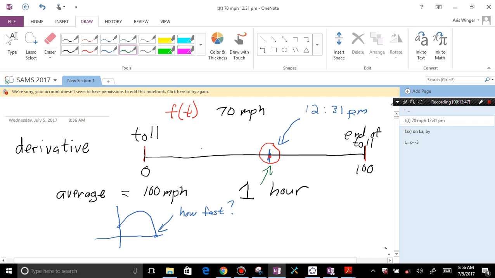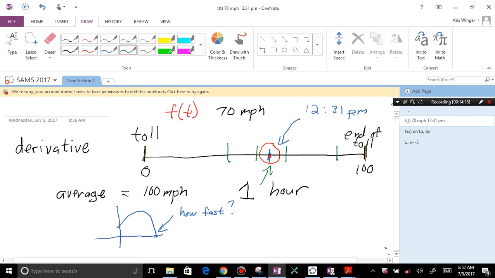I would be able to approximate it because I know the average speed. So I found the average speed from here to here, but I can find the average speed from here to here, right? And if I find the average speed from here to here, it might be close to what the speed is at this moment. But if I want to get closer, then I can find the average speed from here to here.